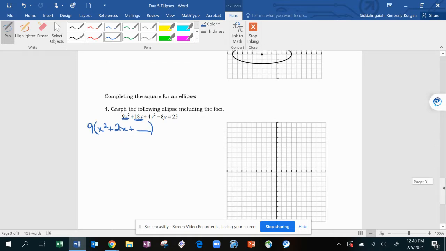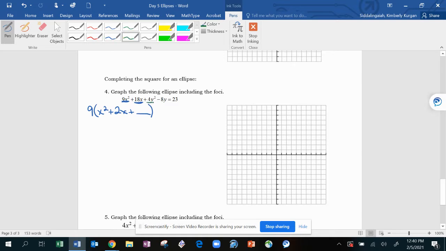All right, so now I'm going to do something similar with the y's. I'm going to take out that 4. The only reason I'm taking out a 4 is because it's 4y squared, and I want the y squared to be 1y squared. So this is going to be 4 times the quantity y squared minus 2y plus blank. Now, I still have that equals 23, but I am going to put in 2 blanks, just like I would for, say, the circle or the parabola. We only did 1 blank when we were completing the square.